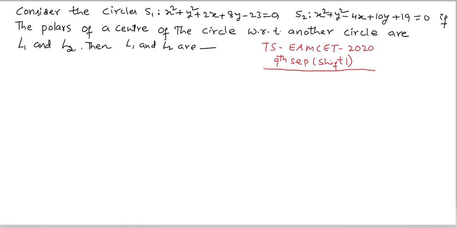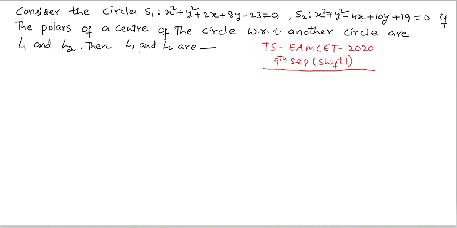Consider the circles S1: x square plus y square plus 2x plus 8y minus 23 is equal to 0, and S2: x square plus y square minus 4x plus 10y plus 19 is equal to 0. If the polars of the center of each circle with respect to the other circle are L1 and L2, then the lines L1 and L2 are dash. This is a TS EAMCET 2020, 9th September Shift 1 question.